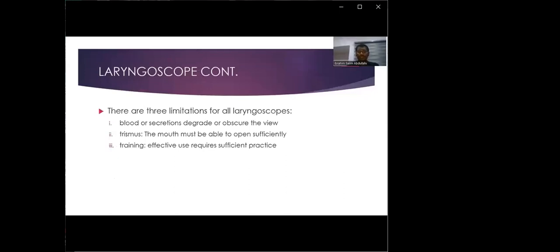So there are 3 limitations for all laryngoscopes. 1, when there is blood or secretions, they obscure the view of the laryngoscopist. And then trismus. So the mouth must be able to open sufficiently to accommodate the blade of the laryngoscope and, of course, the tube intended to be passed into the trachea. And 3, training, because effective use requires sufficient practice. So it's technical. One has to learn the skills to successfully perform the procedure.